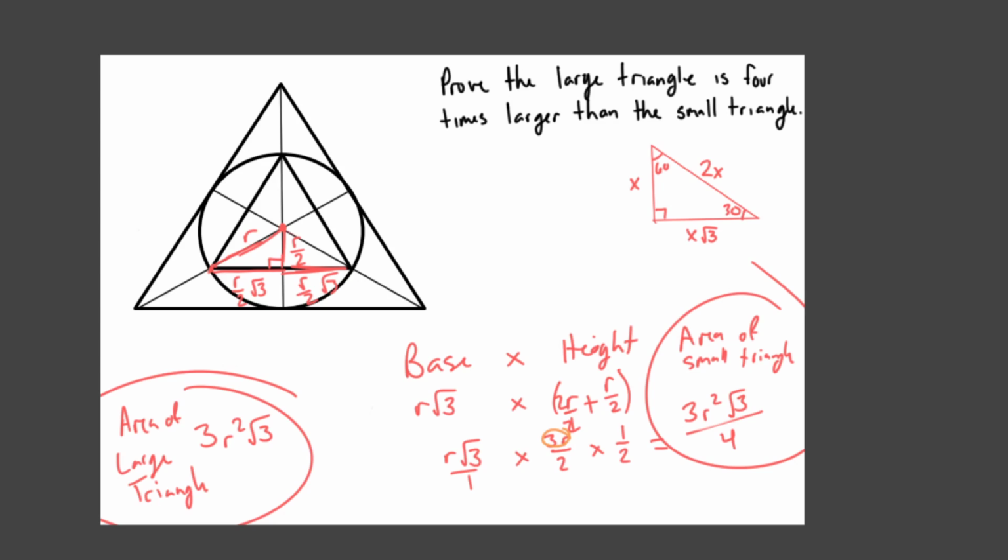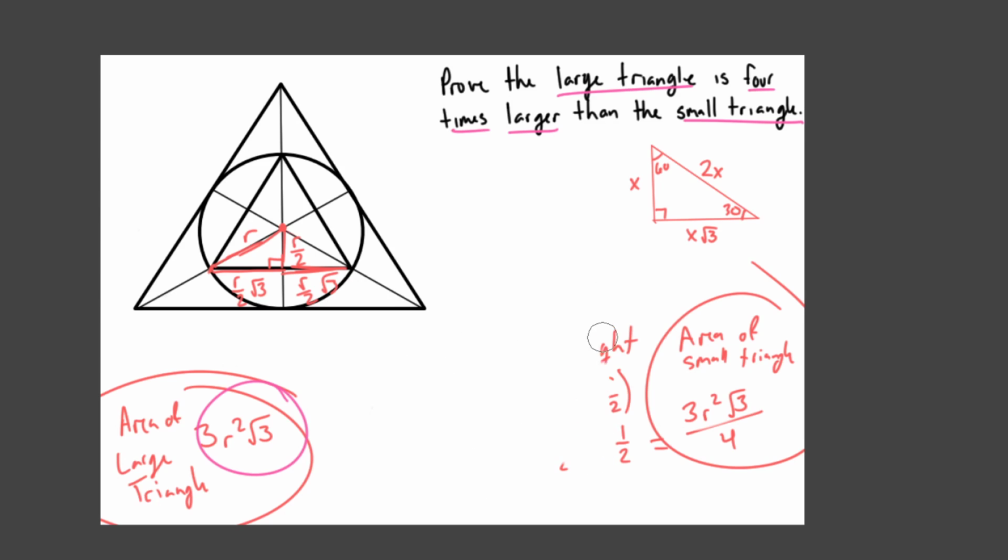And once again, back to my original problem at the very beginning, prove the large triangle is 4 times larger than the small triangle. If this is my area of the large triangle, 3 times r squared times the square root of 3, and the area of my small triangle is 3 times r squared times the square root of 3, but then divided by 4, that means that this value must be 4 times larger than this value. Notice the numerator is the exact same as this guy over here, which means that these two values are the same, okay?